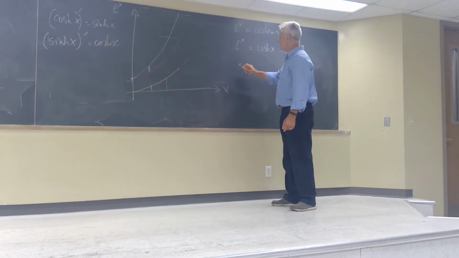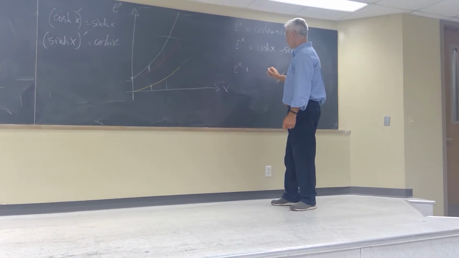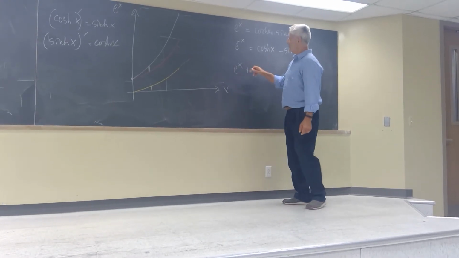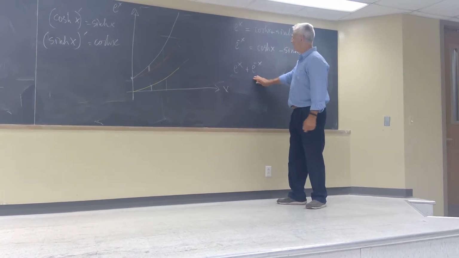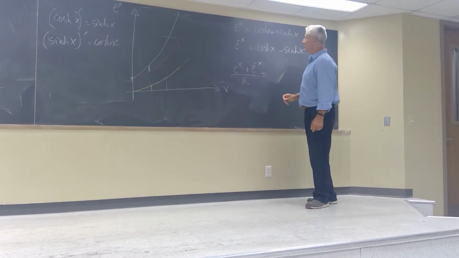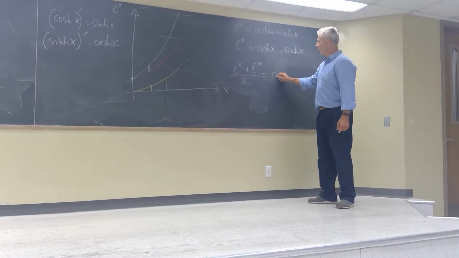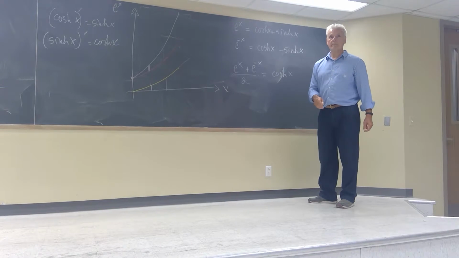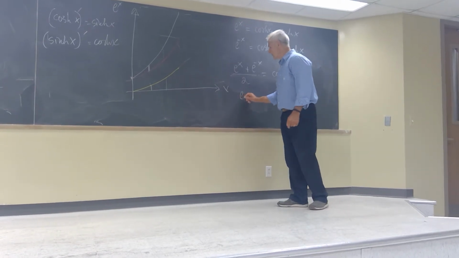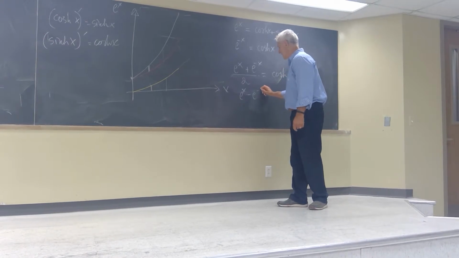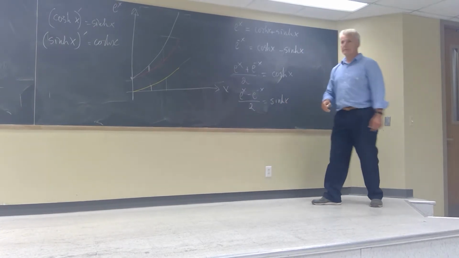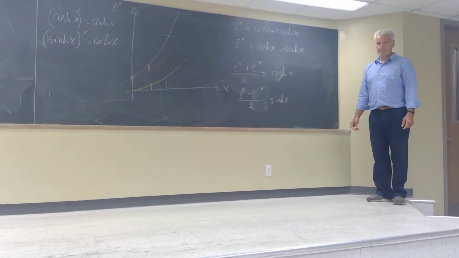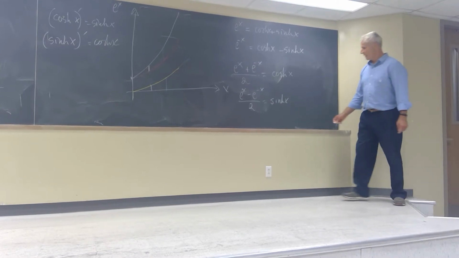And e to the x plus e to the minus x over 2 is going to be just cos of x. And e to the x minus e to the minus x over 2 will be equal to sinh of x. Alright? See that?